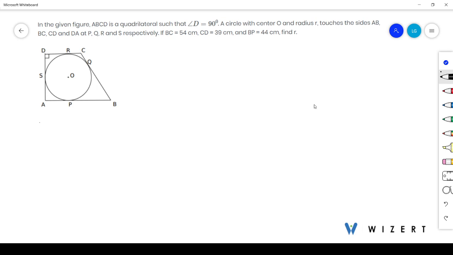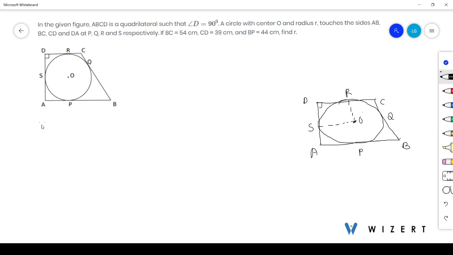Here we have given that ABCD is a quadrilateral, and the circle touches that quadrilateral at R, S, P, Q. O is the center. Let us join this OR and OS.